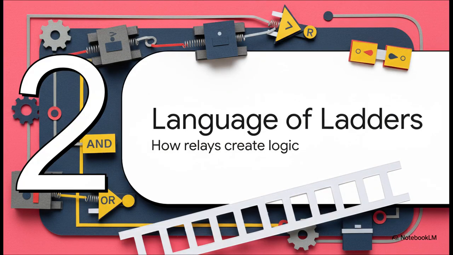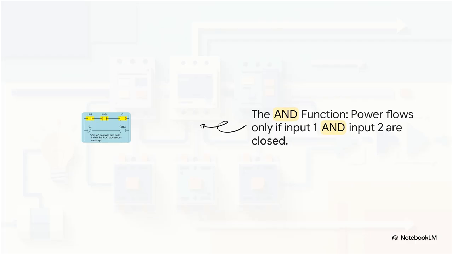So how does this language of ladders actually work? Well, it's about more than just drawing circuits neatly. It's about creating logic. This is where we start building the actual rules for our machine to follow, just by combining these simple relays in different patterns. And this brings us to our most basic, fundamental rule, the AND function.